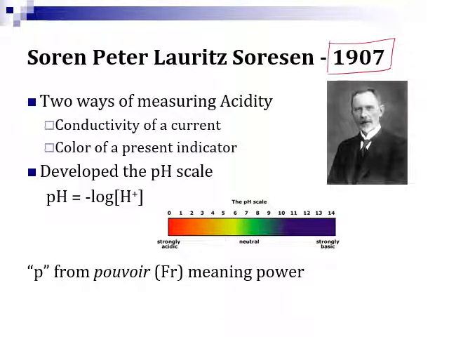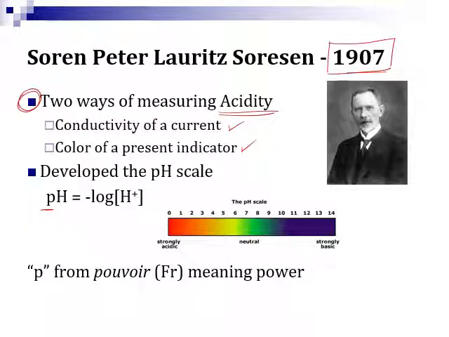One of the things you don't know is that Sorensen in 1907 came up with the pH scale. Up until that time, there were two ways of measuring acidity, not basicity. We don't really measure basicity, we measure acidity. One was the conductivity of a current through a solution, and the other was what color it turned the indicator. So these were all they could do up until 1907 to measure how acidic something was. In 1907, he developed the pH scale.